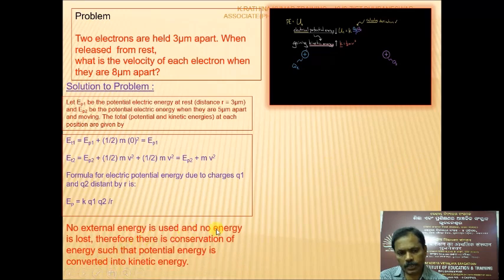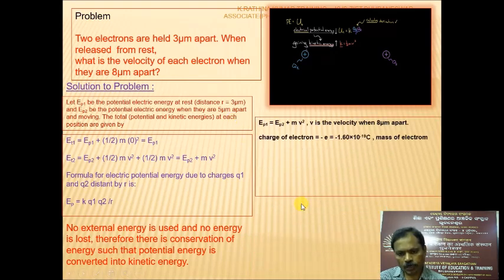No external energy is used, no energy is lost. Therefore, there is a conservation of energy such that potential energy is converted into kinetic energy. So the total energy is equal to the potential energy plus kinetic energy. V is the velocity when 8 micrometer apart.